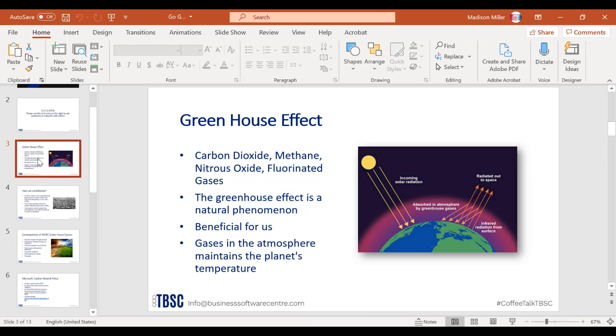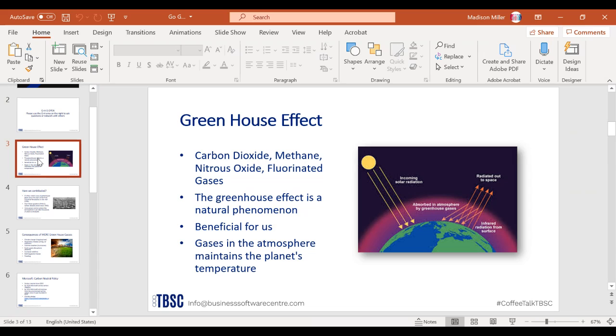And so I'm just going to give a brief little lesson here about the greenhouse effect. There are four common types of greenhouse gases: carbon dioxide, methane, nitrous oxide, and fluorinated gases. The two we're probably most familiar with hearing often are carbon and methane. Carbon specifically because of traveling, and I would say that is probably the number one contributor to greenhouse gases, the amount of carbon emissions from vehicles.